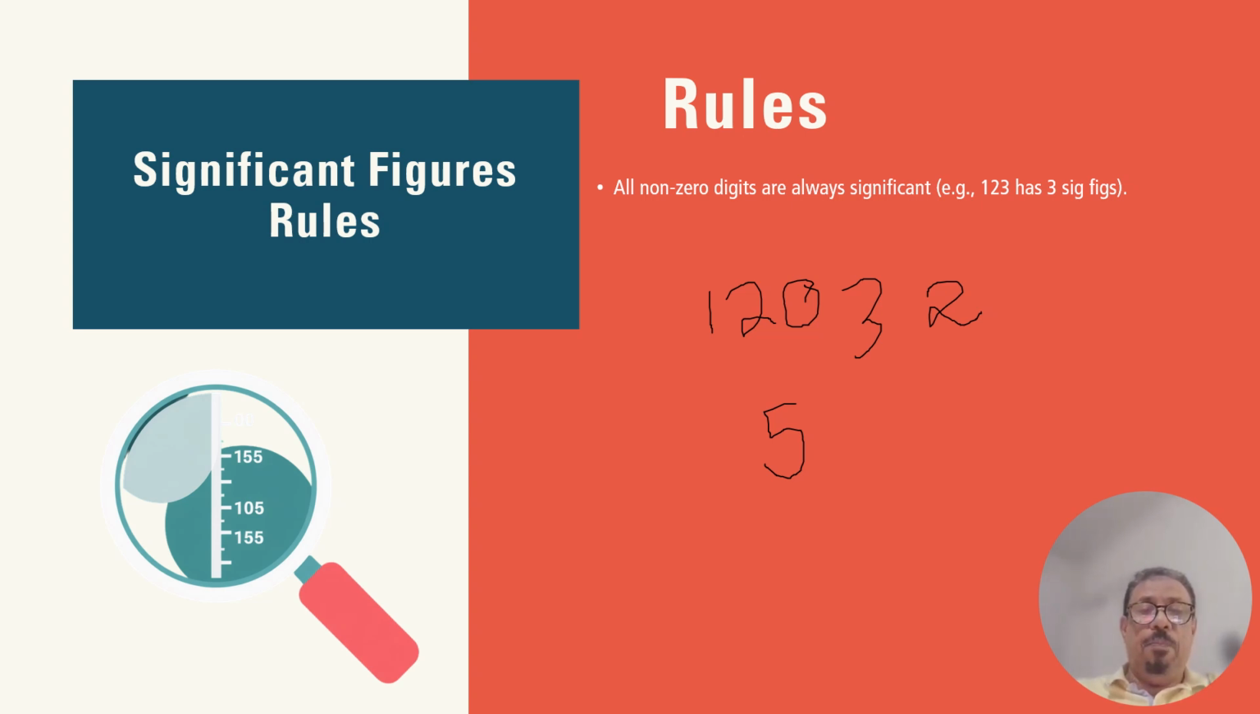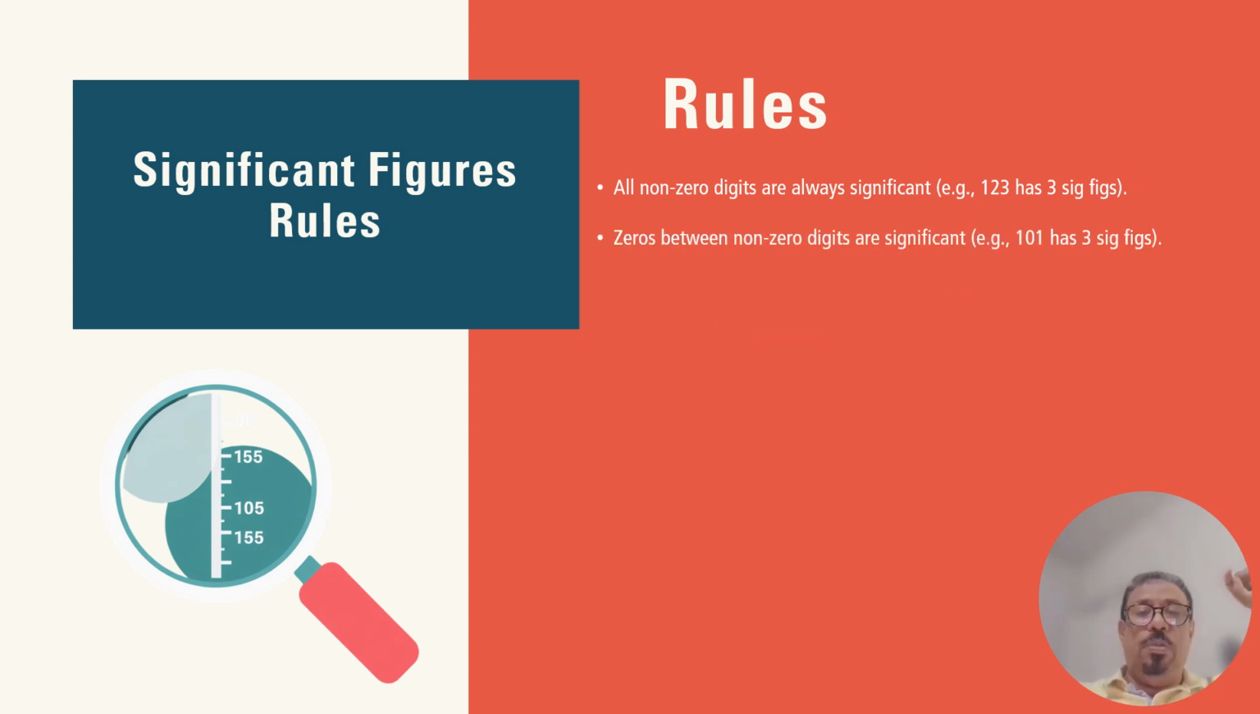Okay, let us move on. This is an easy rule, the first one. Second rule: zeros between non-zero digits are significant. This is what I just gave as an example. Zeros between non-zero digits are significant. 101 has 3 significant figures.